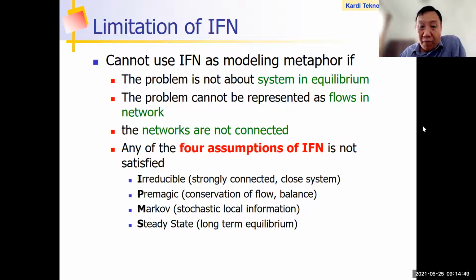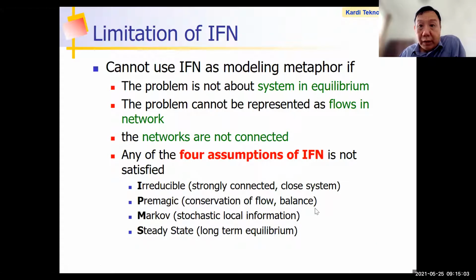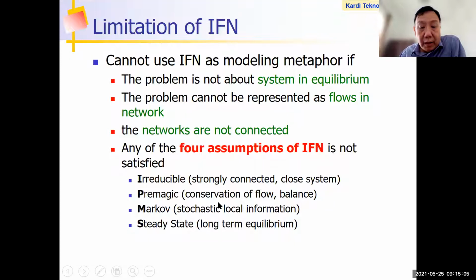There are 4 assumptions in IFN that must be satisfied before you can use it. First is a strongly connected, closed system. Second is conservation of the flow, meaning a balanced system. Third is Markov, meaning you have stochastic local information. And the last is steady state, that means long-term equilibrium.